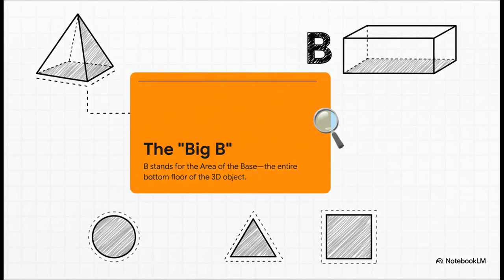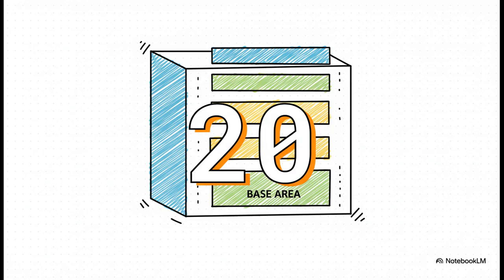Now, the crucial thing here, the whole secret, is understanding that big B. This isn't the same little b we used for the length of a base. No, this big B stands for the area of the base. Think of it like the entire 2D floor plan of the 3D object, which is something we already know how to calculate. Let's make this perfectly clear. Let's say you've got a box, and you figure out that the area of its bottom floor is 20 square units. Well, that means your big B in the volume formula is just 20. You've already done the hard part. The volume is just that area, that footprint, stacked up to a certain height.